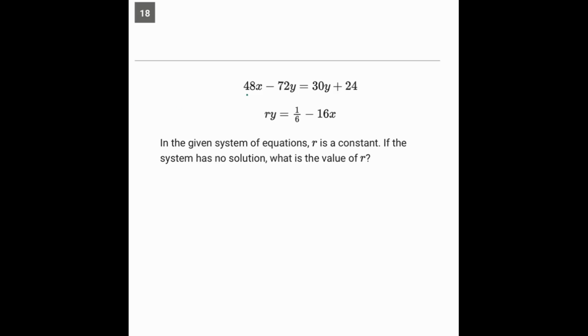In this question, we have two linear equations. We know they're linear because the x's and the y's are to the first power. None of them are to the second power. And we're also being told that there's no solution.